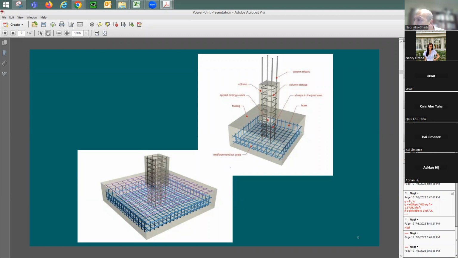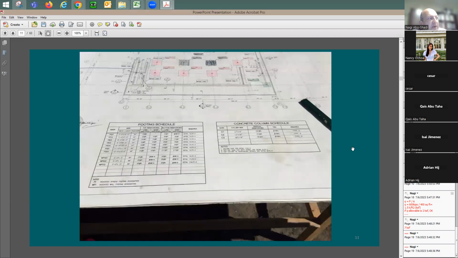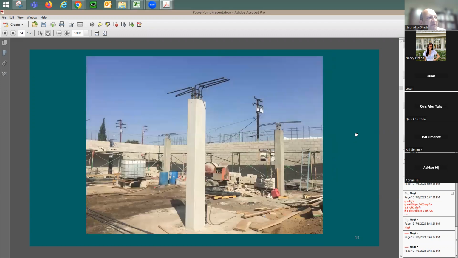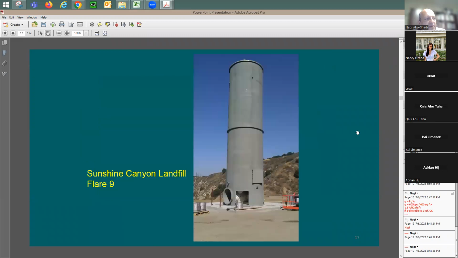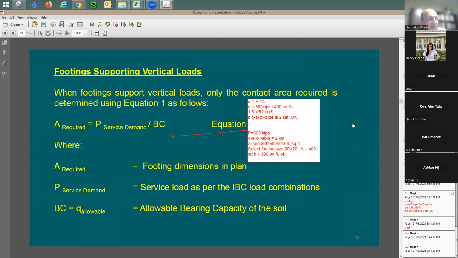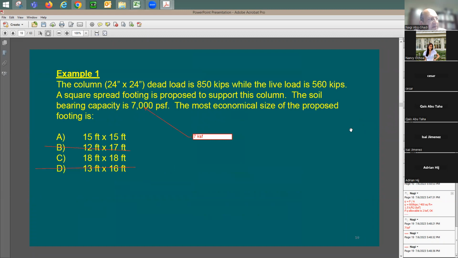We choose the smaller footing as much as we can. Of course, you'd like to go economical. Why would you go to 18 feet by 18 feet if 15 is going to do the job? Just imagine you're building this. Would you spend the money and put all of this material without the need for it? You say, no, we'd like to save as much as we can. So I'm not going to go to 18 by 18 just to say it was 15 by 15.